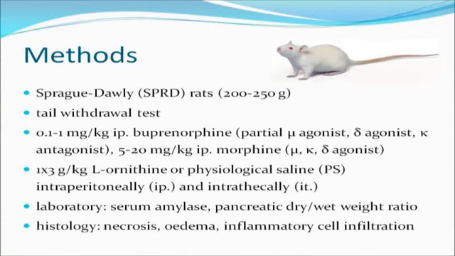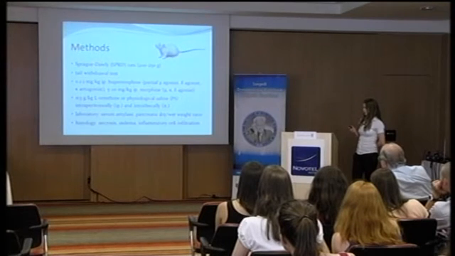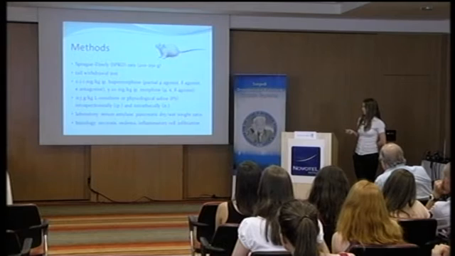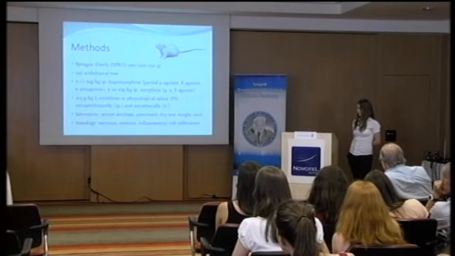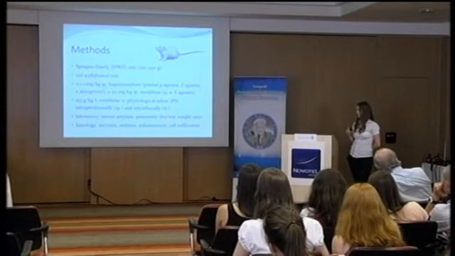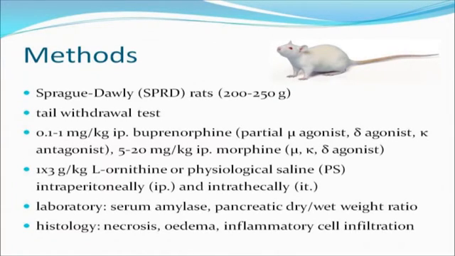Our methods. In our experiments, we used Sprague-Dawley rats. We used the withdrawal test to determine the effects of opioids. We chose the two compounds, morphine and buprenorphine. Buprenorphine is a partial mu agonist, delta agonist, and kappa antagonist. Morphine is a mu, kappa and delta agonist. We induced severe necrotizing pancreatitis with L-ornithine. The control group got physiological saline. Laboratory and histology measurements were done. For the laboratory measurements, we measured serum amylase and pancreatic dry weight ratio, and histology for necrosis, edema, and inflammatory cell infiltration.